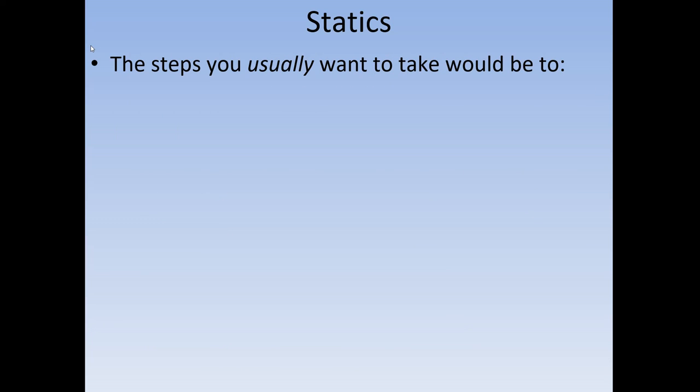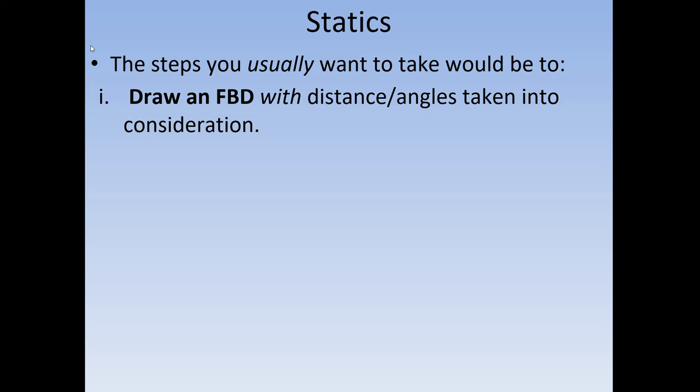So these are the steps that you want to take. The very first step is to draw an FBD. For the most part, this is what we normally do. Though the little caveat here, unlike the other FBDs that we've drawn, is that we have to take into account the distance. We have to make sure that we put the force of gravity at its specific location, or the force of a person standing on a seesaw in their specific position. If we put it somewhere else, then that's going to mess up our information.